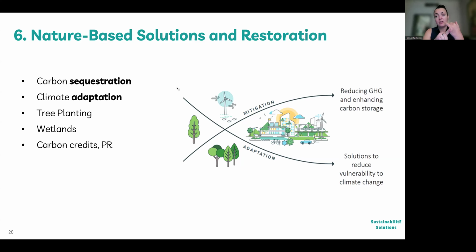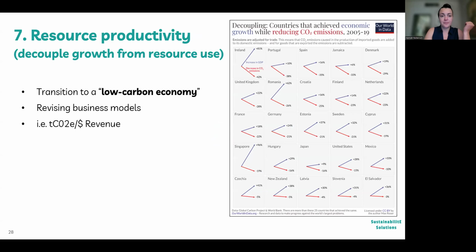So, planting trees creates shade, which is cooler. Restoring ecosystems helps absorb storm surge. We know these things are coming. And so it's not just about mitigation, but it's about adaptation as well. The last point, resource productivity, decoupling growth from resource use.